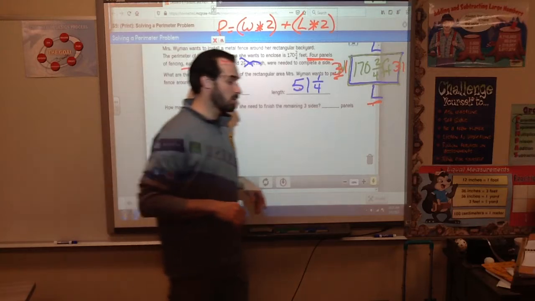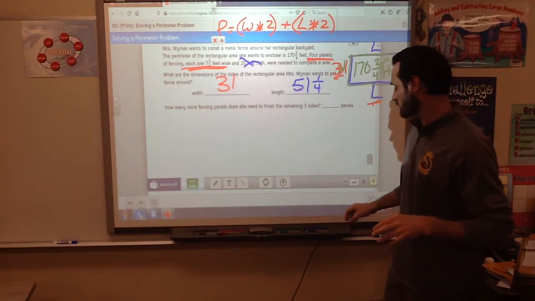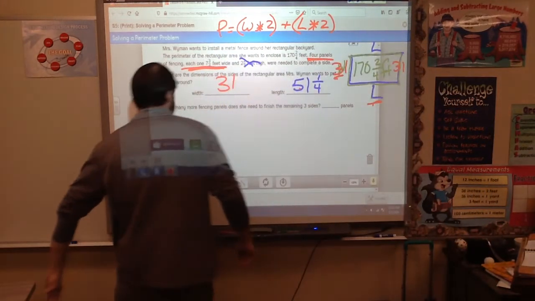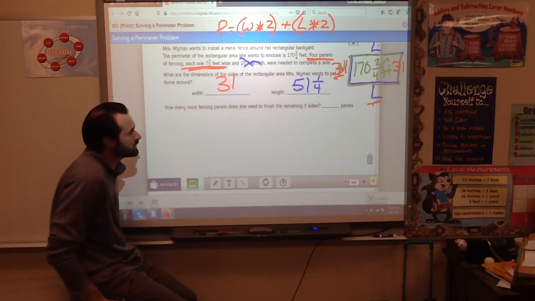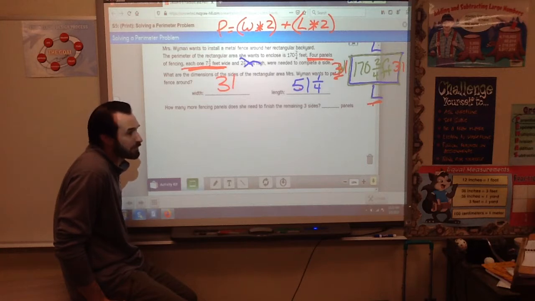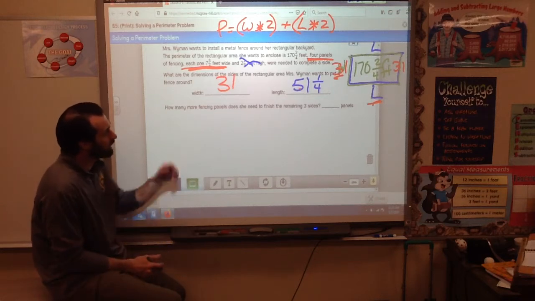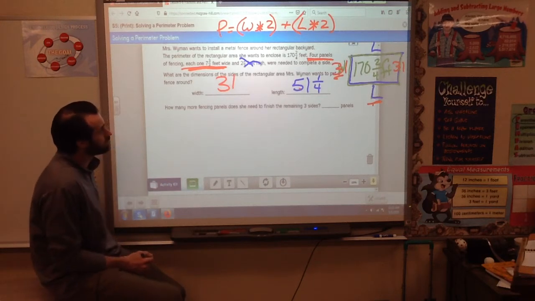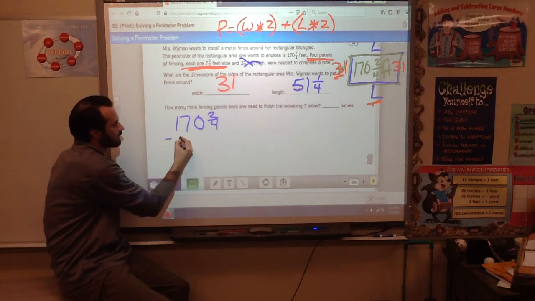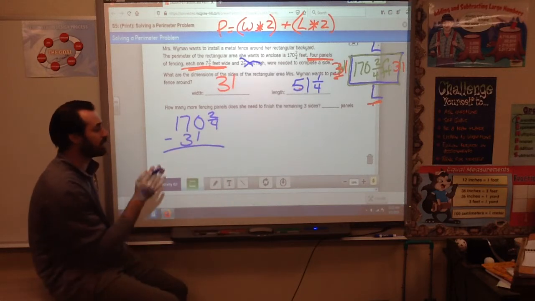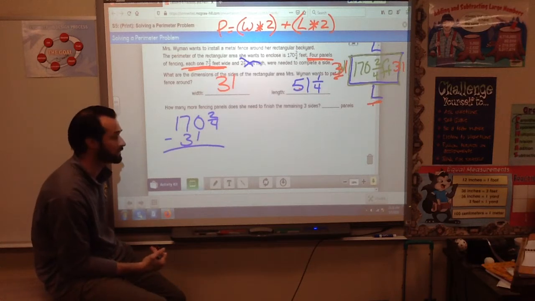Now this next part is particularly challenging. So make sure you're staying with me and working with me on this. What we're doing here is they want to know how many more fencing panels does she need to finish the remaining 3 sides, so all together. So it took 4 of them to do one side. And we had 170 and 2/4. We did 31 feet. So here's what I need you to do. I need you to do this subtraction problem because we need to know how many more feet of fencing we need. So go ahead and do that right now.